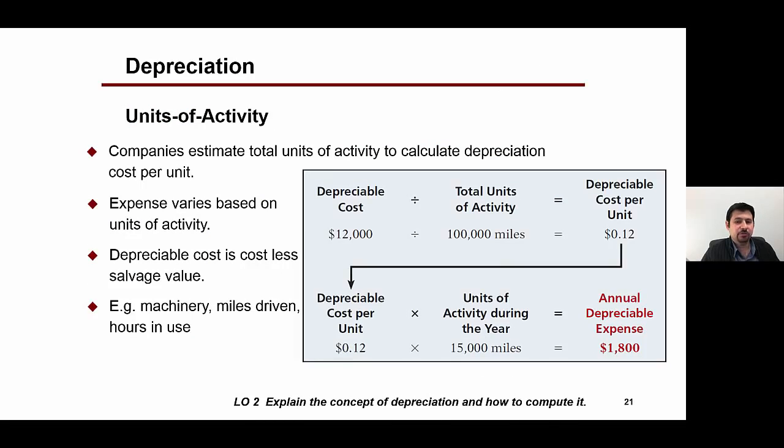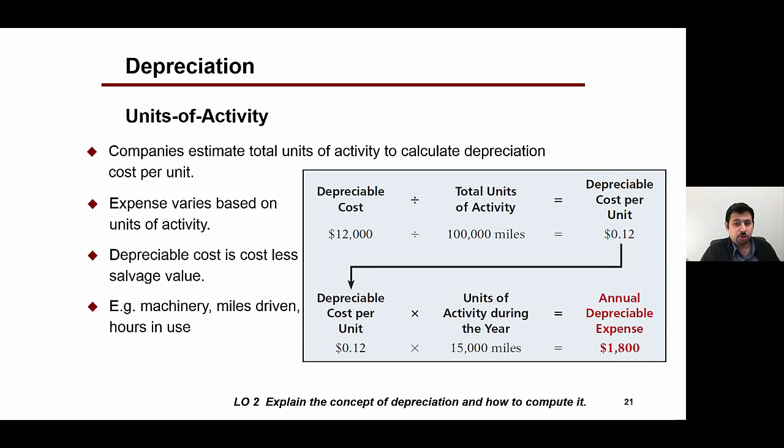The second method of depreciation is units of activity. This is usually good for machines where the productivity can be measured by miles, for example, or where it is by unit, how many units were manufactured, etc. Another example, like we said, is trucks.